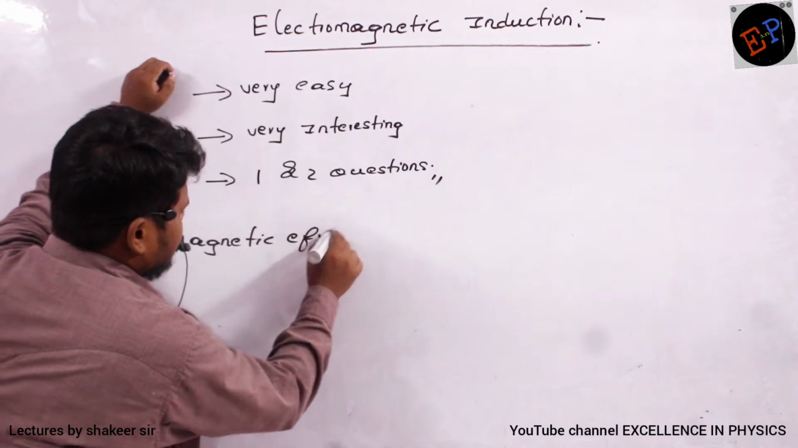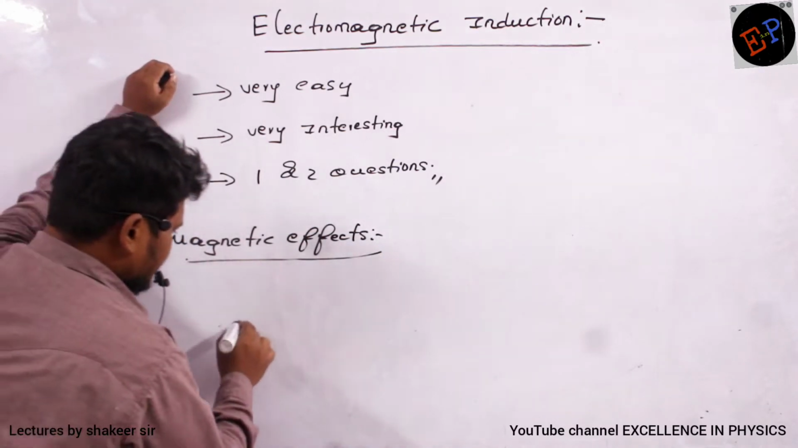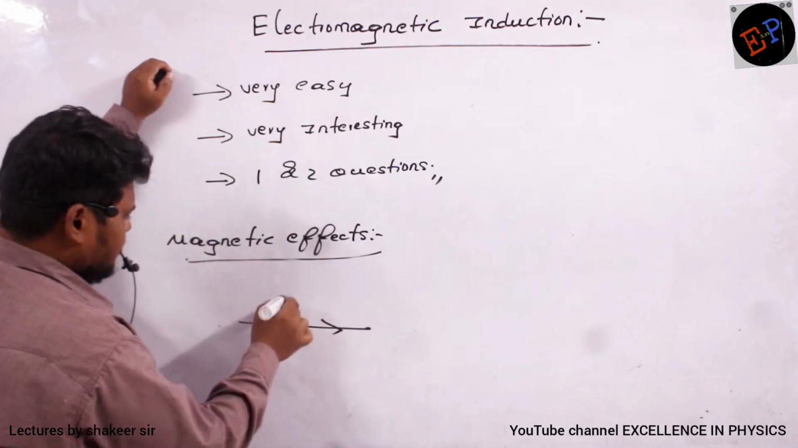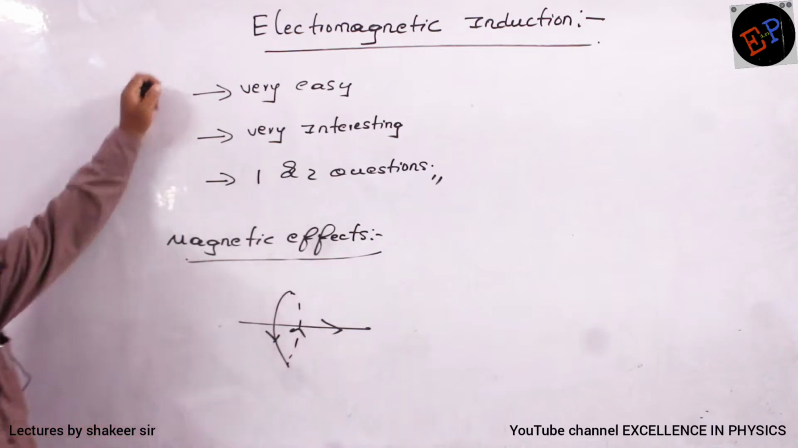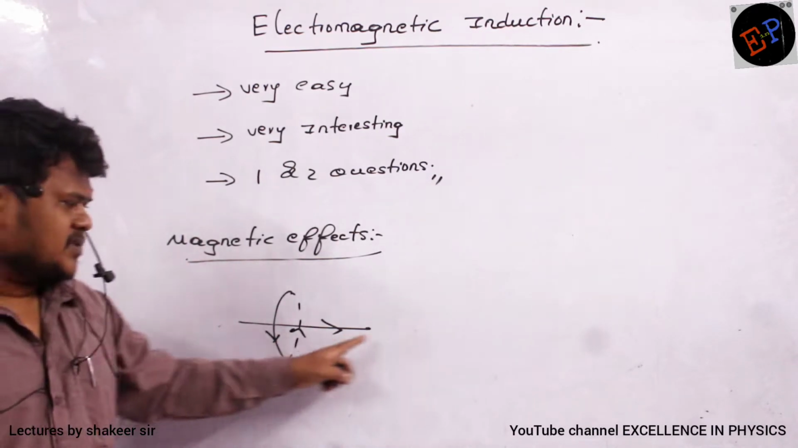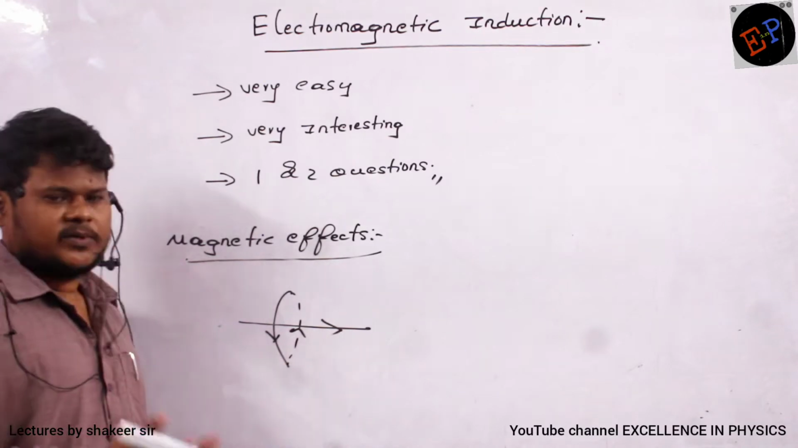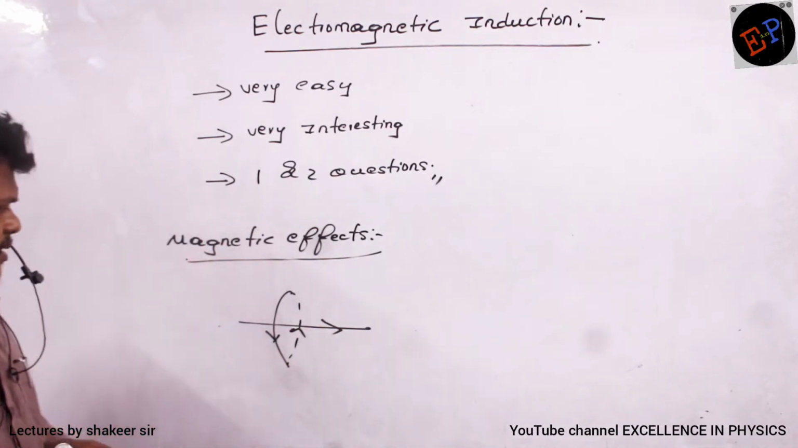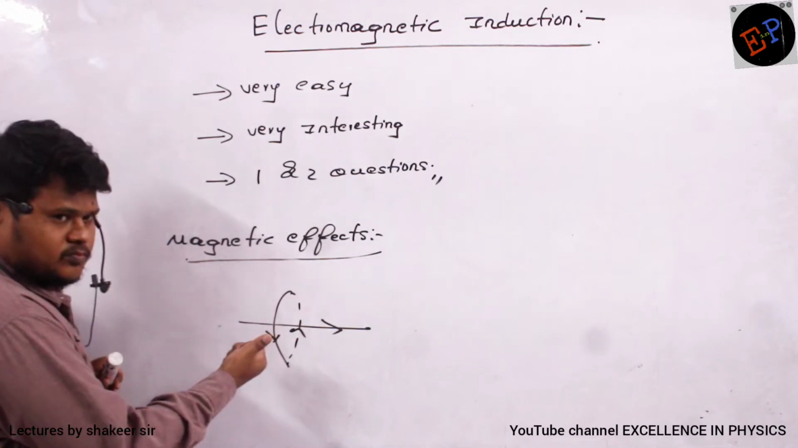in magnetic effects of current, we studied that a current carrying conductor produces a magnetic field, no? This is what we have studied. So if this is a current carrying conductor, every current carrying conductor produces a magnetic field, and the direction of the magnetic field is given by the right hand grip rule.